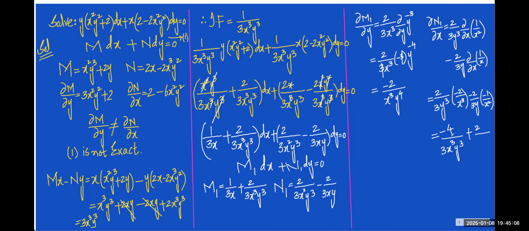After that, minus 2 x square y square. So it is 2x square y square. X also there. To multiply, 2x cube y cube.